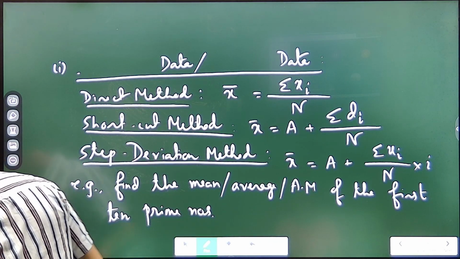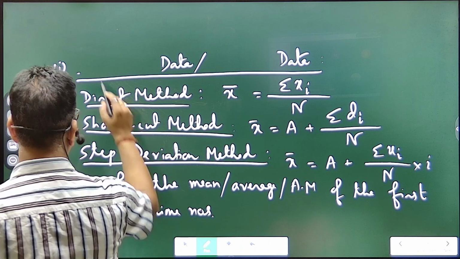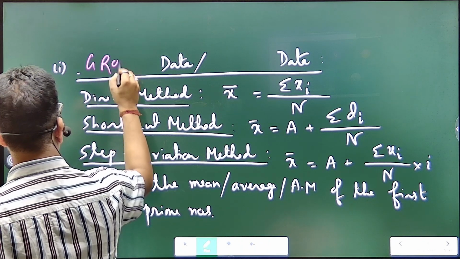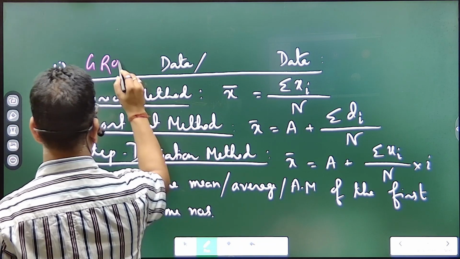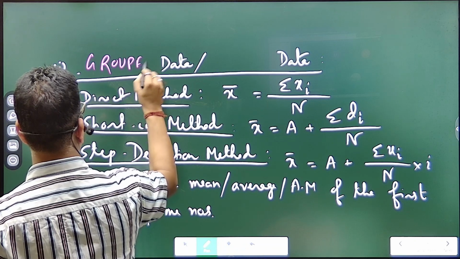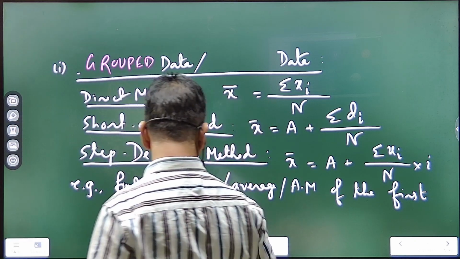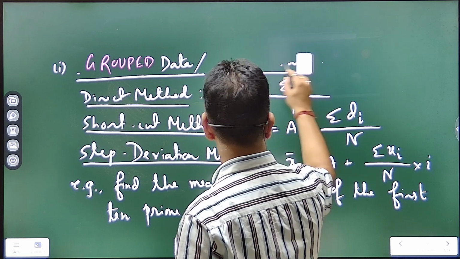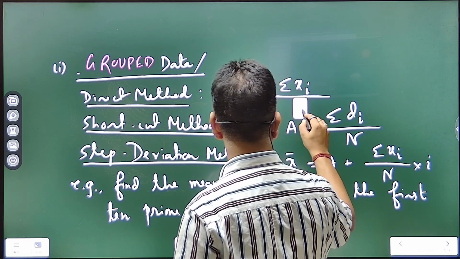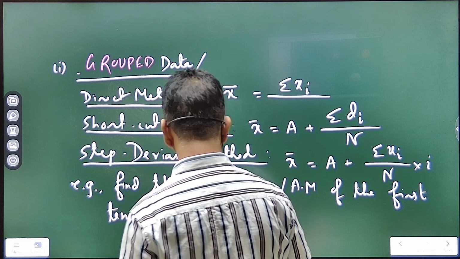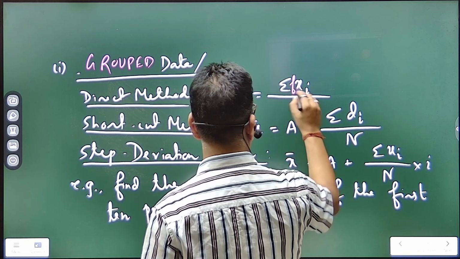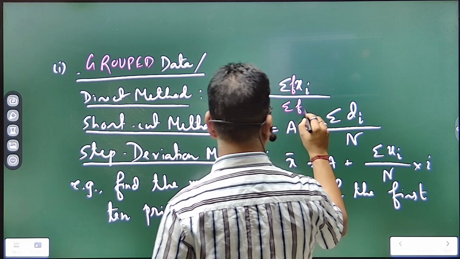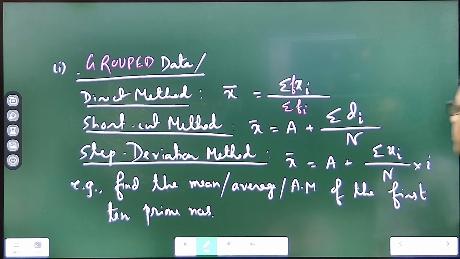So number 2, it's group data. I'm writing in another color so that you'll understand where I'm changing. So group data or data with frequencies. Right. Now the formula changes here. It comes here f, and here it comes summation of fi. So it comes something like that.